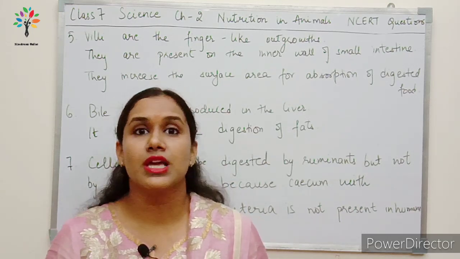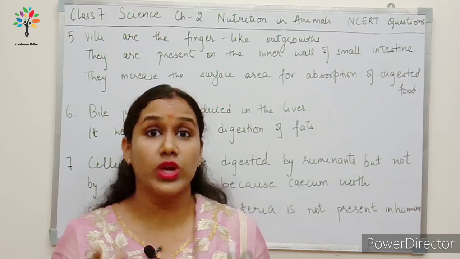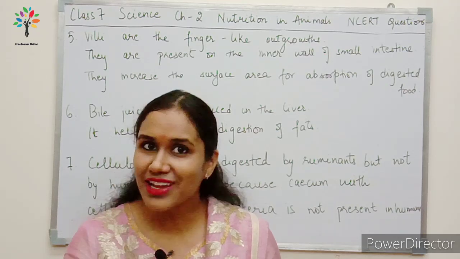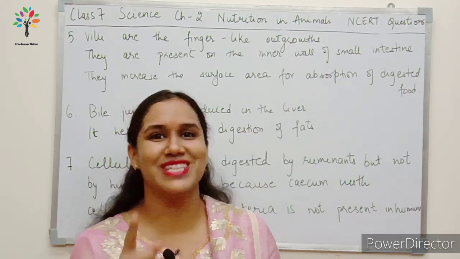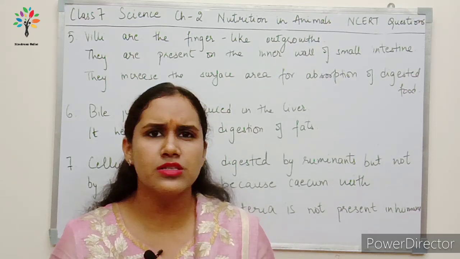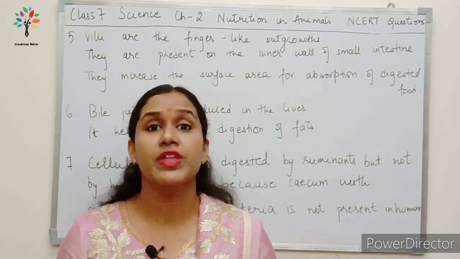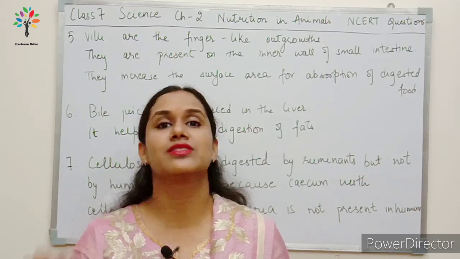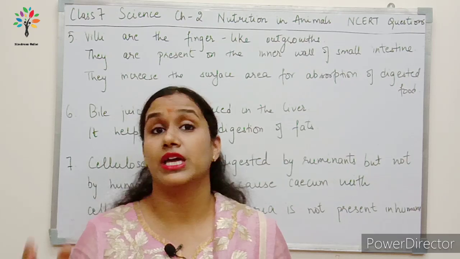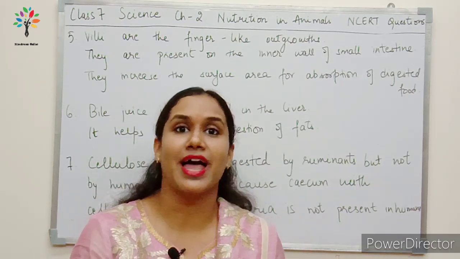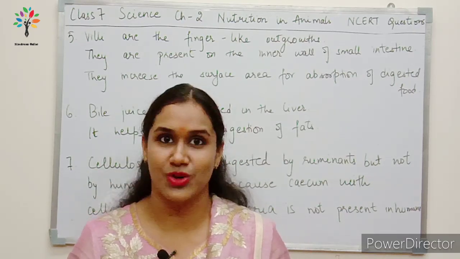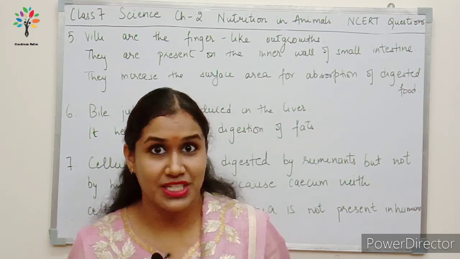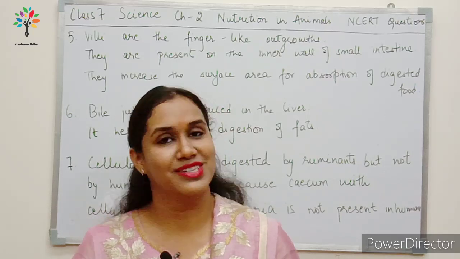The next question is that name the carbohydrate which can be digested by the ruminants but not by human beings. So that carbohydrate is the cellulose. Absolutely right. And why is this so? You have to give the reason also in this question. So the reason is because the structure cecum, which contains the cellulose breaking bacteria, is present only in ruminants and it is absent in the human beings. Alright, so our digestive system does not have the cellulose breaking bacteria. That is why we cannot digest the cellulose.